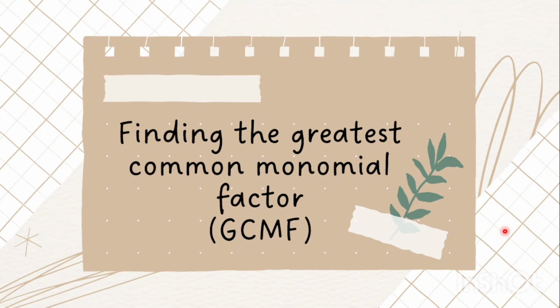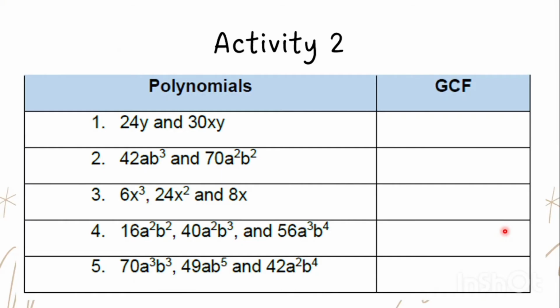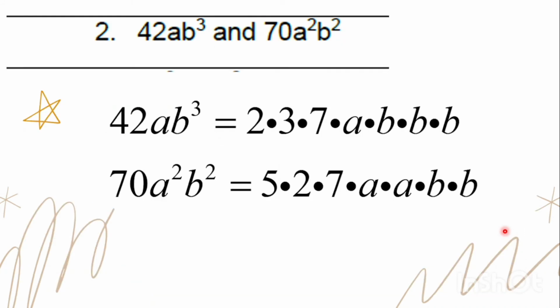What I'm going to discuss to you now is finding the greatest common monomial factor, or what we call the GCMF. So in activity 2, you have to find the GCF or the GCMF. So here are the given. What I will just answer is number 2. And for the rest, you can choose 1 and find its greatest common factor. You can just choose between number 1, 3, 4, or 5. So for number 2, we have 2 given: 42ab cubed and 70a squared b squared.